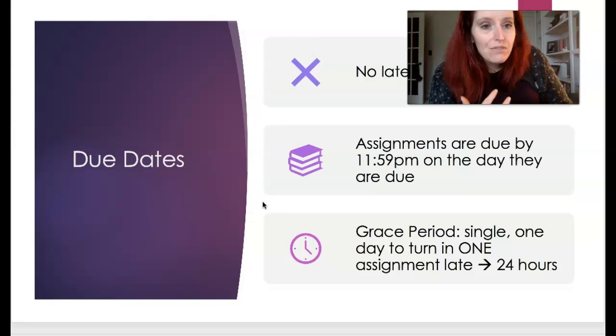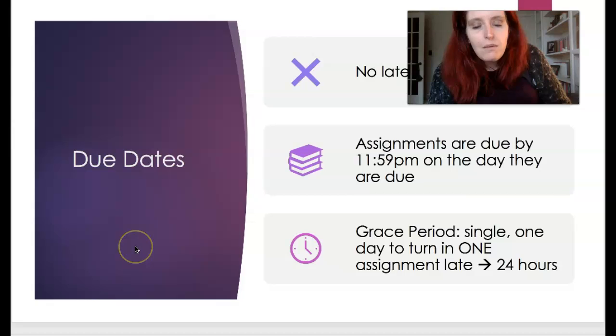Or if you need a little extra time on one of your major essays, you can use your grace period. You don't have to tell me you're using it, but at the end of that 24-hour period, you lose your opportunity to turn it in. So due dates are due dates, and they're all due at 11:59 on the day that they are due.